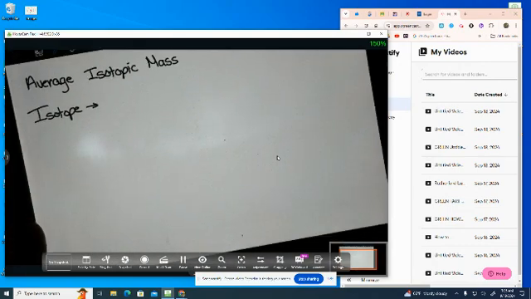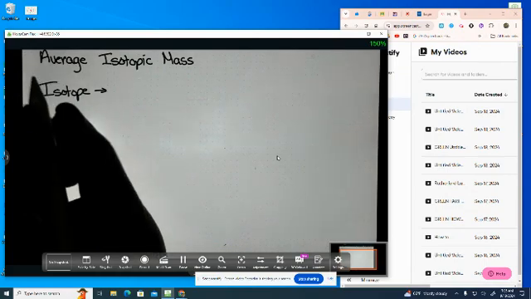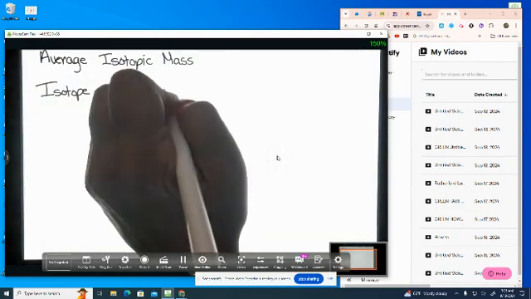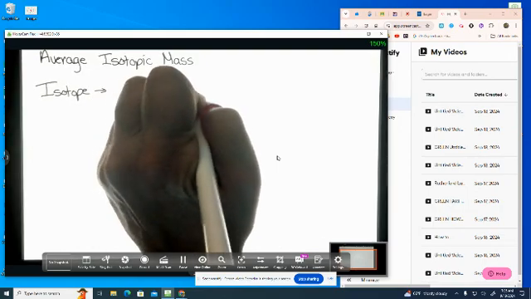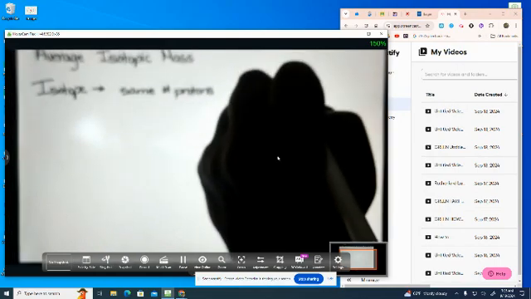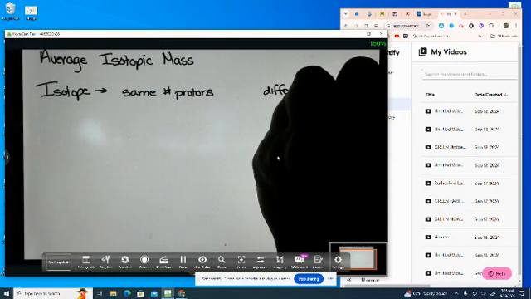It's actually going to be at least two atoms because we're talking about isotopes of each other. So if we have two different isotopes, they're going to have the same number of protons and they're going to have different number of neutrons.